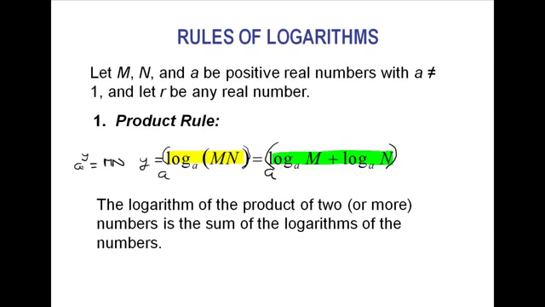But we know that when we take a and raise it to this yellow thing, which is just equal to y, we're going to get mn. So on the left hand side we just get m times n. On the right hand side, we don't know what these are, but we know this is a number, and this is a number. So it's a raised to something plus something.